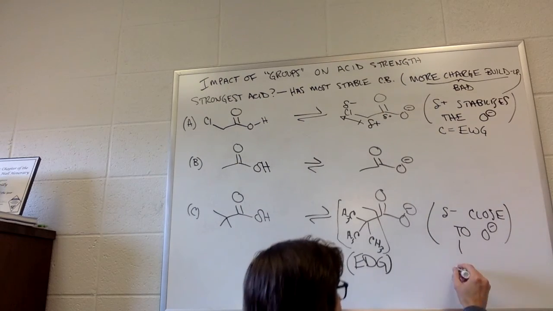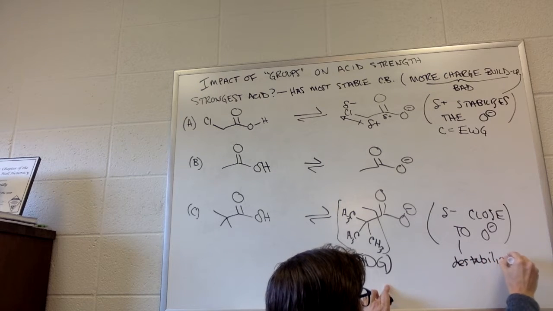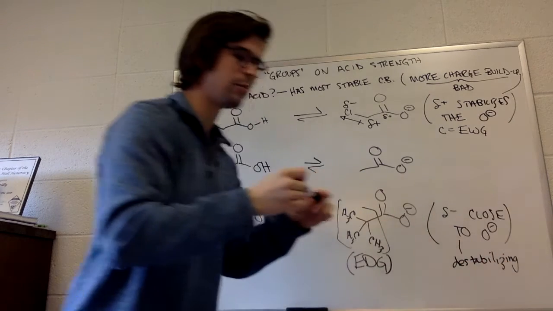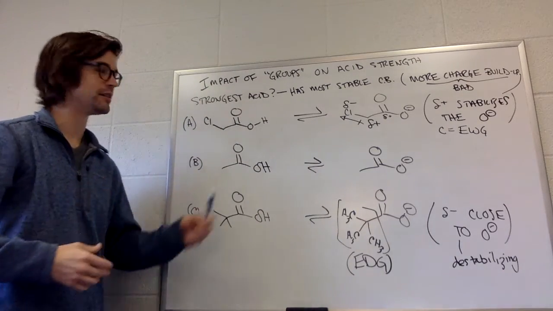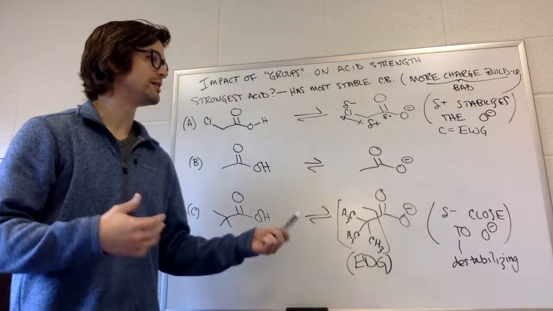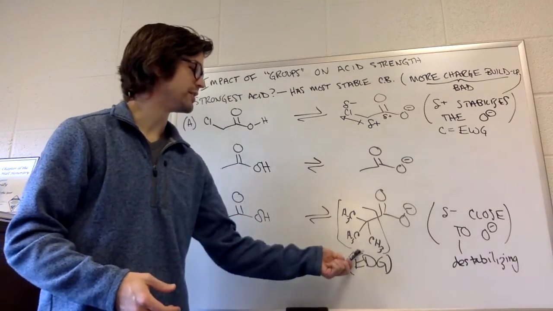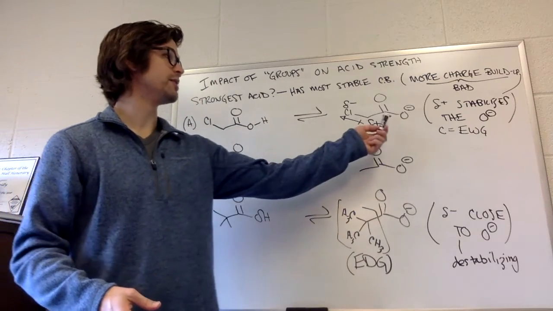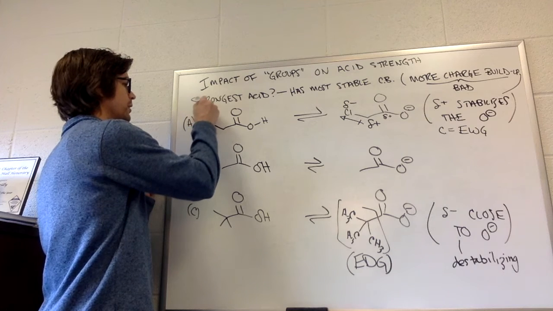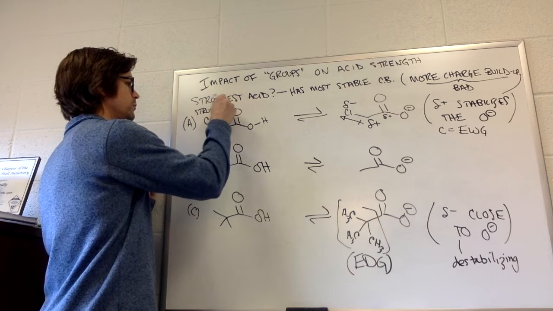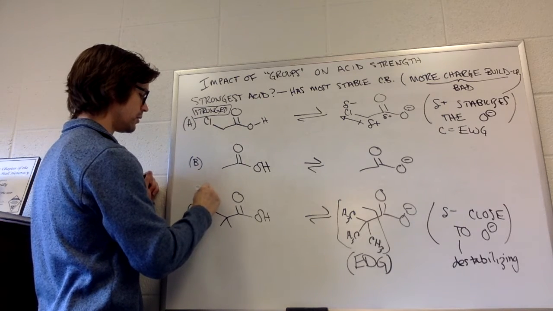That is destabilizing. So way back to the beginning, which of these is the most acidic? The strongest acid is linked to the most stable conjugate base. Chlorine stabilizes the negative charge. This destabilizes the negative charge. This is the most stable conjugate base, so this is the strongest acid up here. And this is the weakest acid down here.